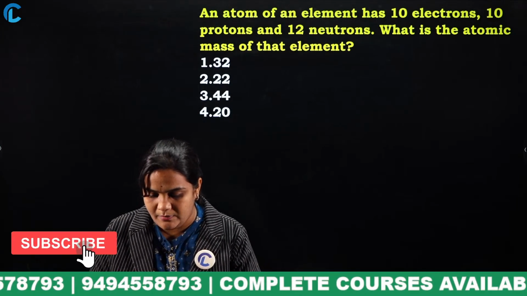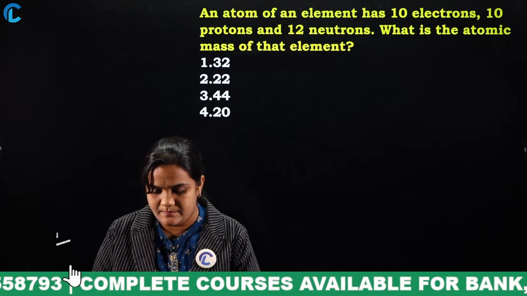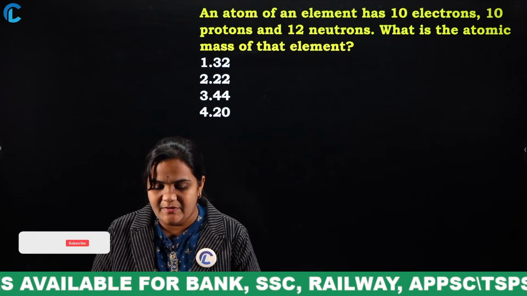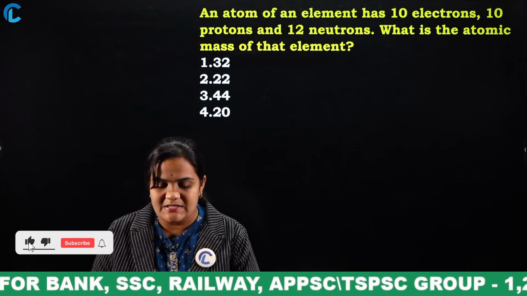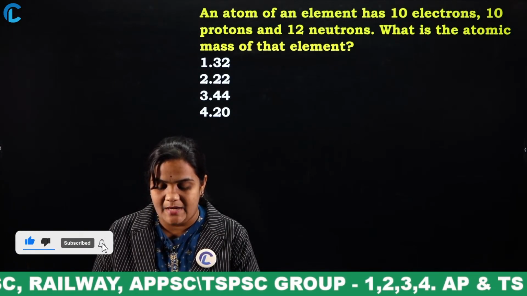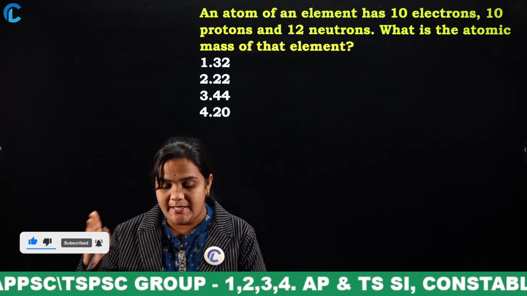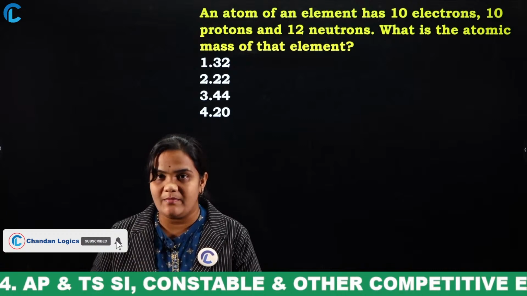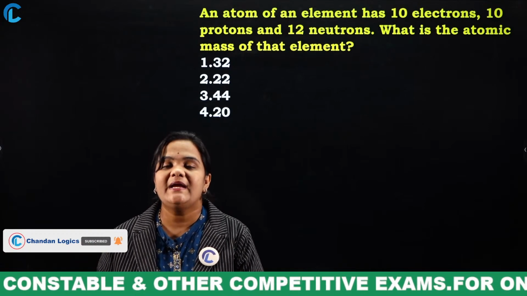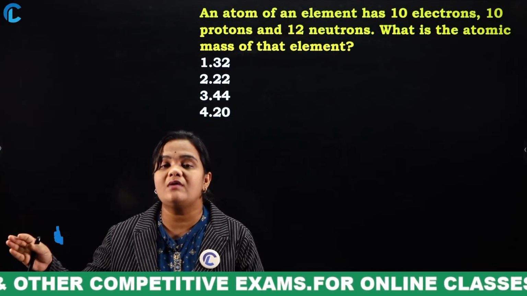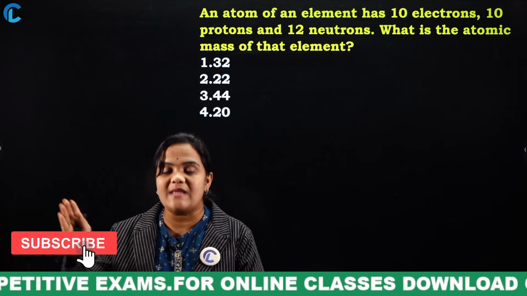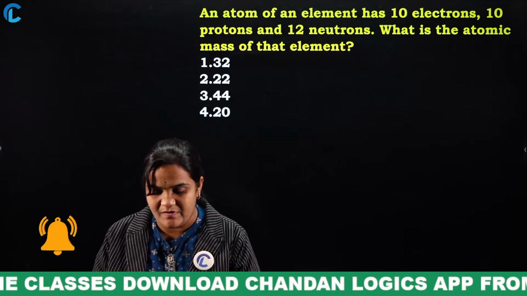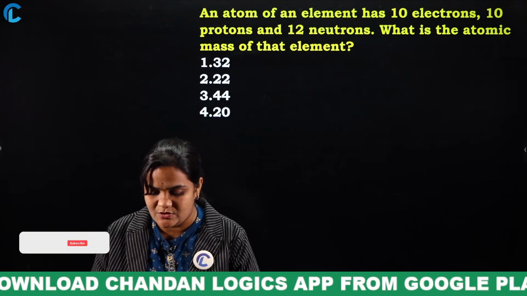They are asking you to find the atomic mass of that element. An element has 10 electrons, 10 protons and 12 neutrons. What is atomic mass actually? It is the sum of the number of protons and the number of neutrons. So, get the answer. Everyone has to get the answer. Give me the answer. Yes, very good.